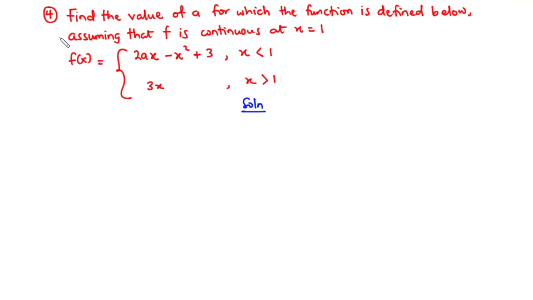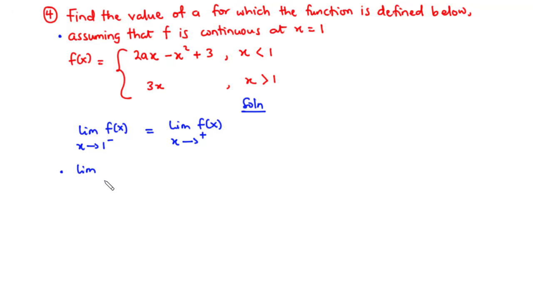Now if we are going to assume that the function is continuous at x equals 1, then it means that the left hand limit is equal to the right hand limit. It means that the limit of the function f of x as x approaches 1 from the left is equal to the limit of the function as x approaches 1 from the right. So now let's find the left hand limit.